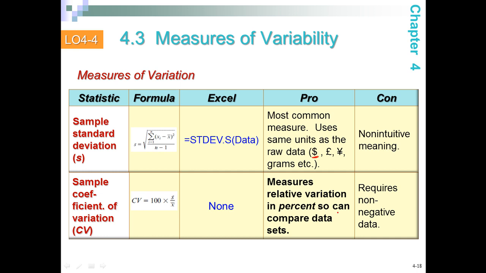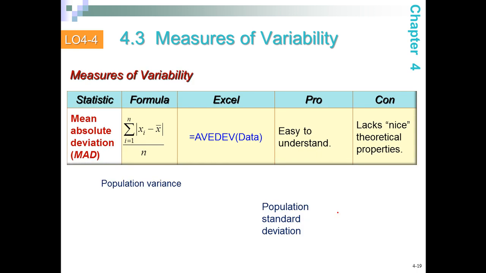And the last measure of variability we're going to talk about is the mean absolute deviation. Instead of taking the square, here we take xi minus x bar, take the absolute value of that, and divide by n. In Excel you can use AVEDEV.